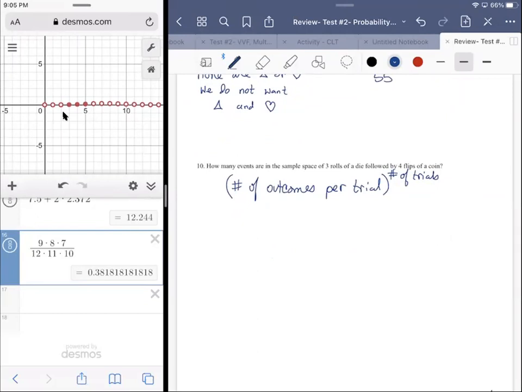The only thing is we got 2 events going on here. 3 rolls of a die, then 4 flips of a coin. So we'll talk about the 3 rolls of a die first. One roll of a die has 6 outcomes. And we're rolling that die 3 times, followed by 4 flips of a coin.